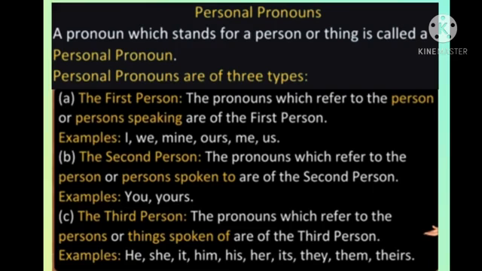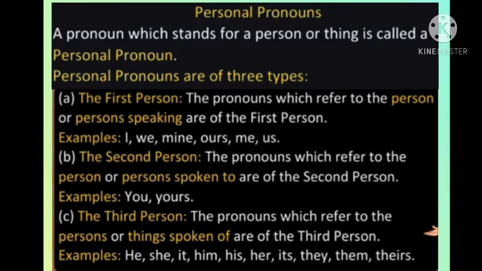First, we can focus on personal pronoun. A pronoun which stands for a person or thing is called a personal pronoun. For example, Rahul has a car. He bought it last year. So instead of Rahul, in the second sentence, I have used the word he. So there we can say that he is a personal pronoun.